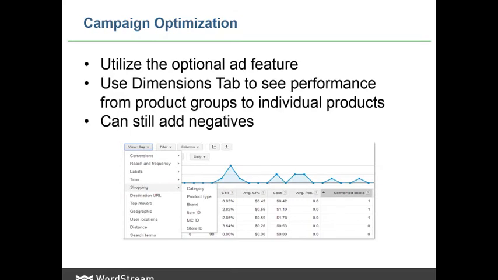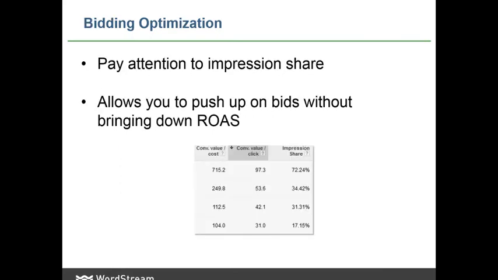We say that you shouldn't even pay attention to benchmark CPC and CTR. As you can see in this example below, CPC is actually lower than the benchmark, while there is a higher CTR compared to the benchmark. The metric that you should pay attention to is impression share.